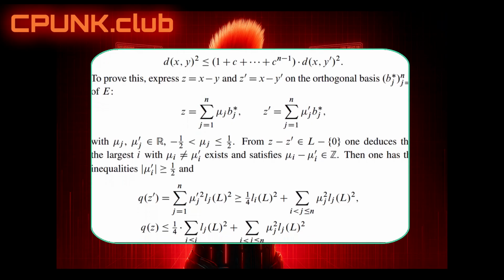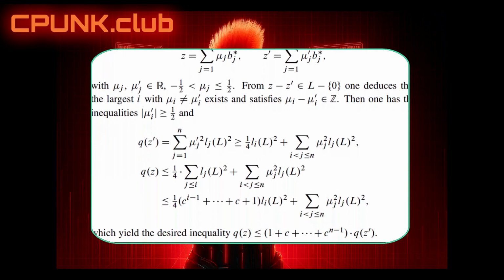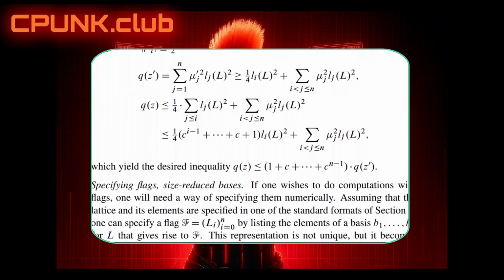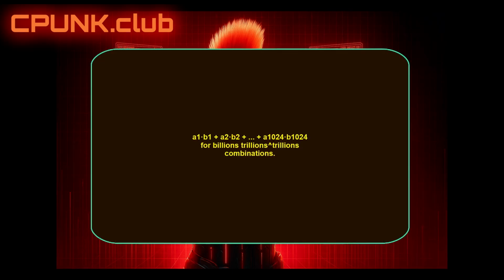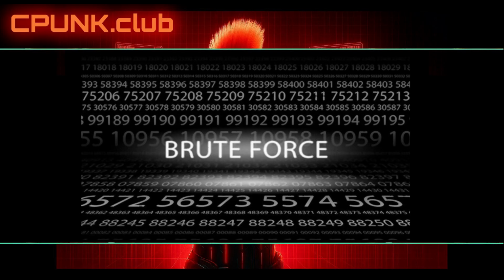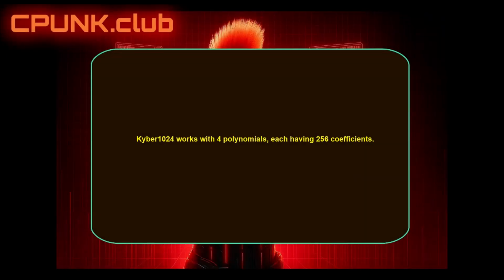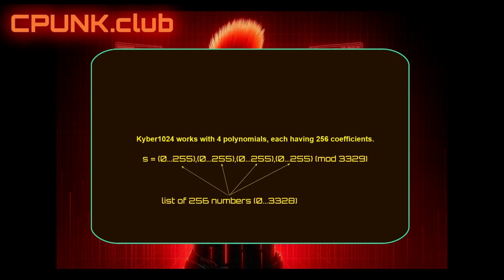Searching for the shortest vector in 2D is easy. In 1,024 dimensions, it becomes this: billions and billions powered to the trillions of combinations. There's no shortcut. Now, how about a brute force attack? Just try every possible combination and maybe it'll succeed. Kyber 1024 works with 4 polynomials, each having 256 coefficients. Like I mentioned before, 1024 dimensions.